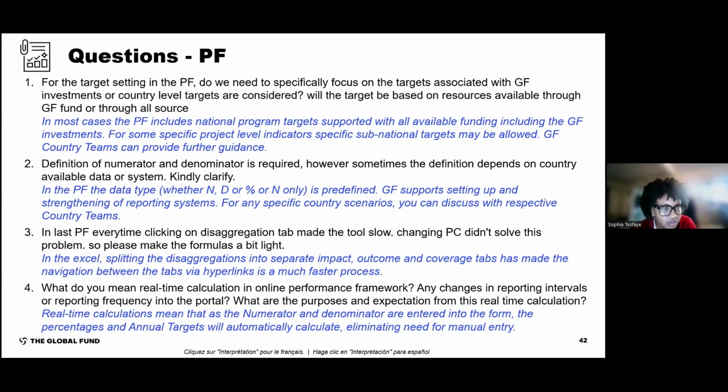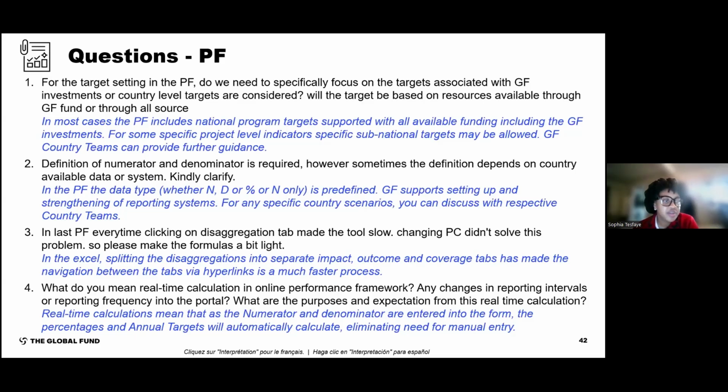I'll move to question 4. What do you mean that real-time calculation in online performance framework? Any changes in reporting intervals or reporting frequency to the portal? What are the purposes and expectations from this real-time calculation? So real-time calculations mean that as the numerator and denominator are entered into the form, the percentages and the annual targets will be automatically calculated, eliminating any need for manual entry. And then last question, so number 3, sorry for jumping around.